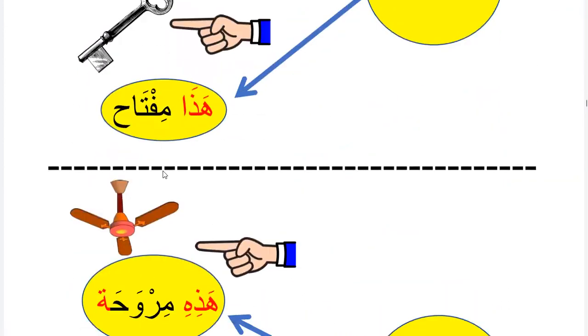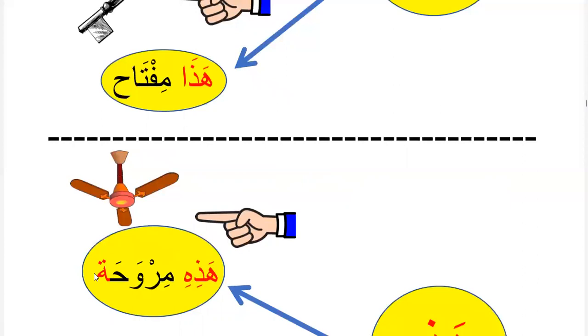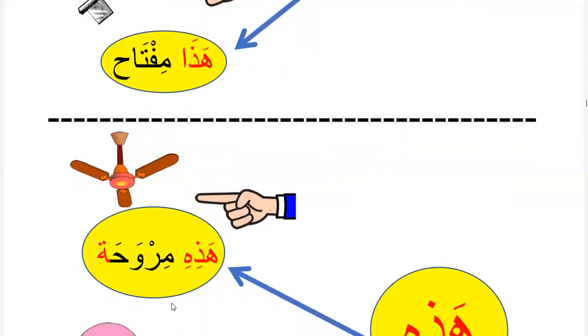Good. So this Ta Marbuta tells us that this is a feminine word, okay? Which letter tells us that Mirwaha is feminine? Ta. Ta Marbuta at the end of the word tells us that this is a feminine word and we should use hazihi with it. Okay.